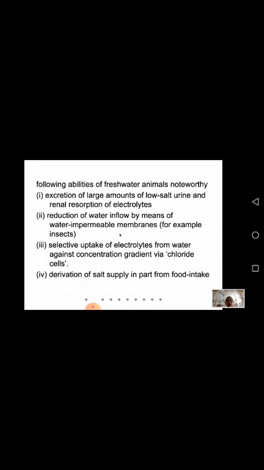So you all understand the role of the semi-permeable membrane which is present in the body of all organisms, and by utilizing that membrane they keep a balance of salt and nutrients inside the body. Secondly, uptake of electrolytes from water against the concentration gradient via chloride cells. Some of them have a special kind of cells called chloride cells, and by utilizing those cells they maintain a selective uptake of electrolytes. And derivation of salt supply in part from food intake.